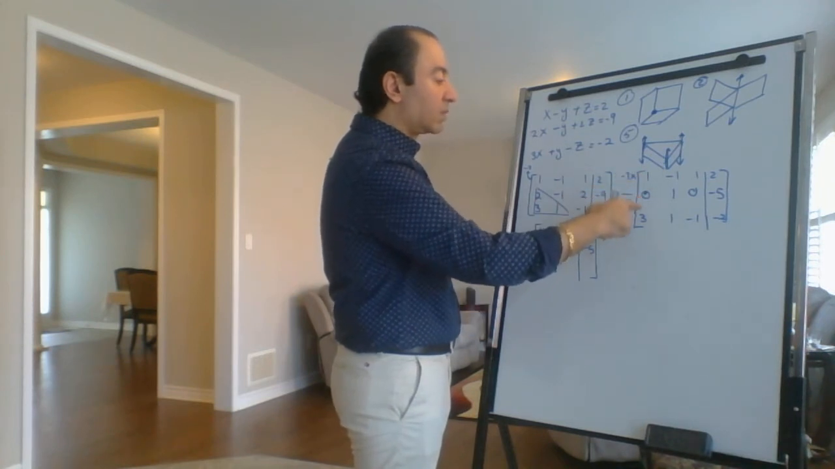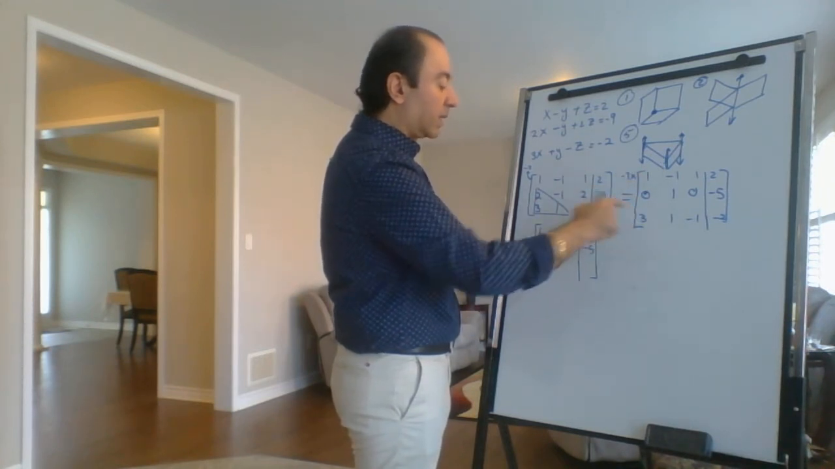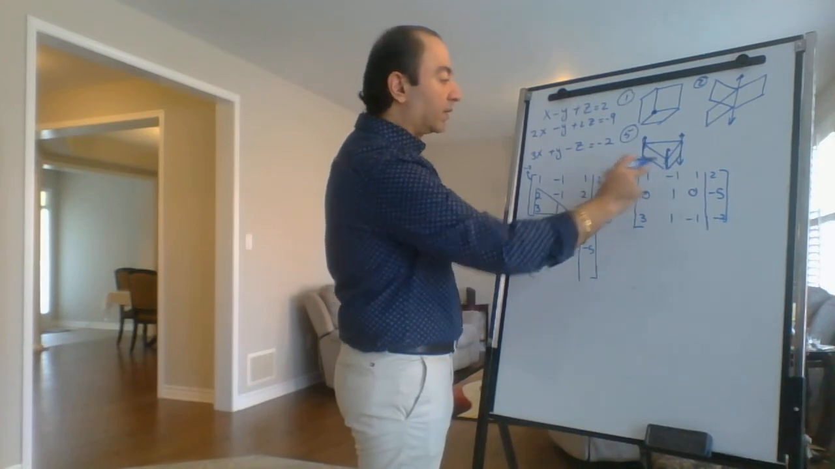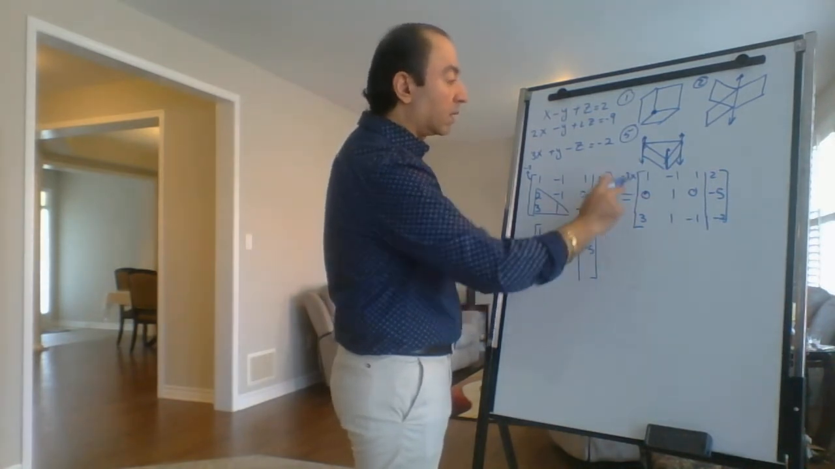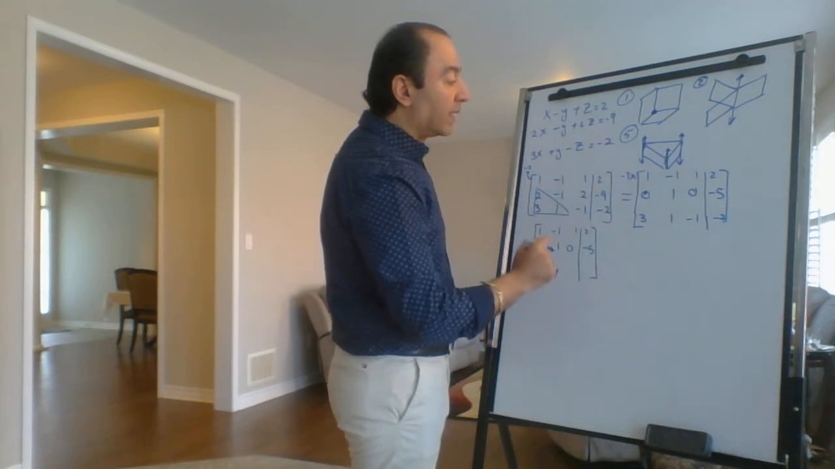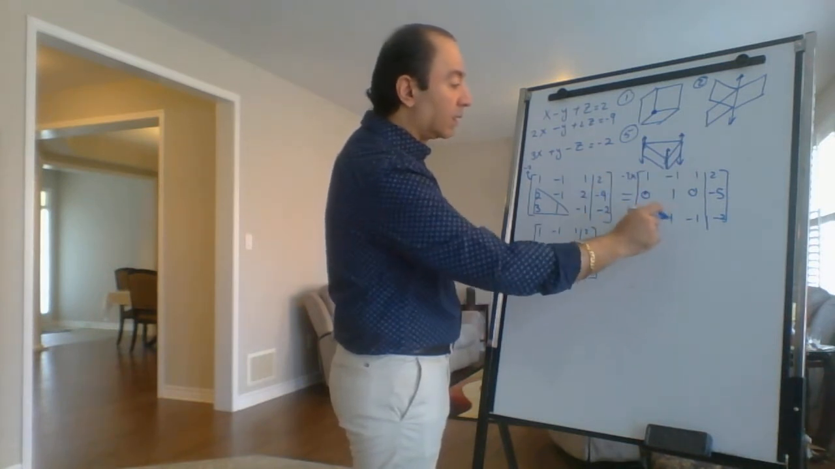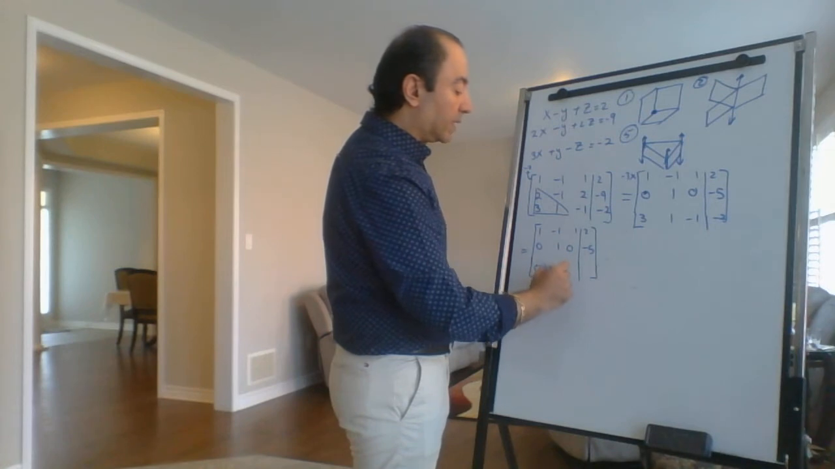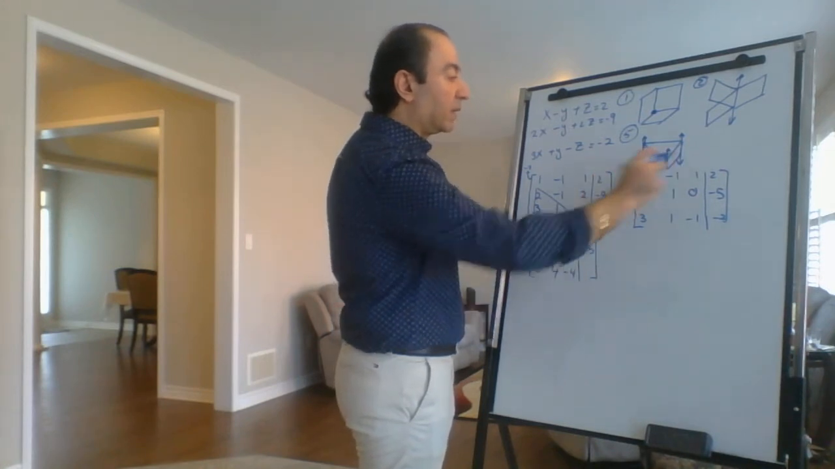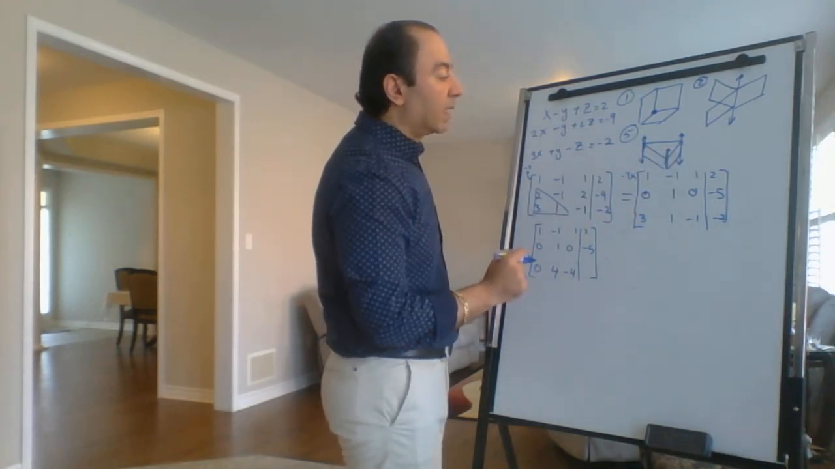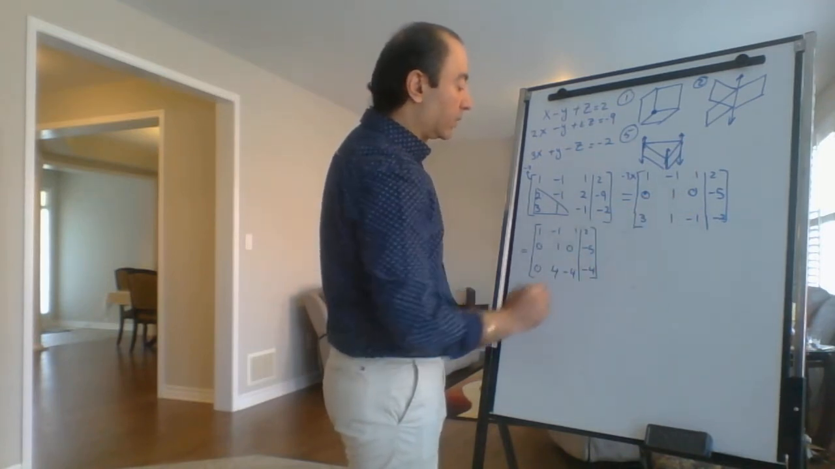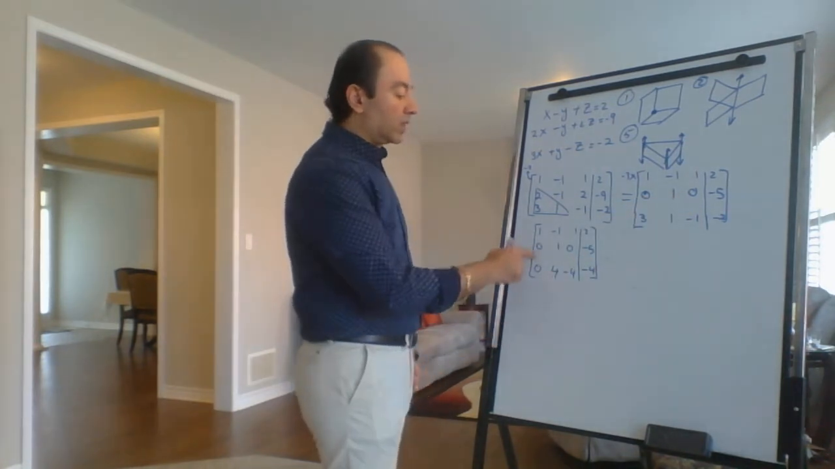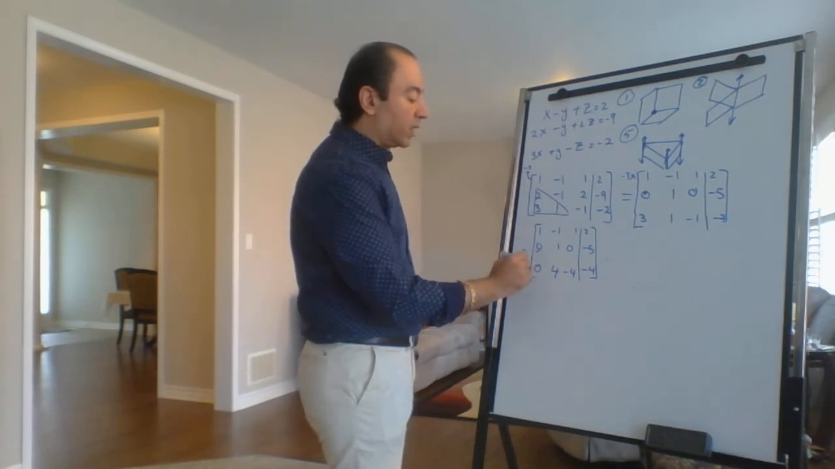So negative 3 times 1 is negative 3 plus 3 is 0. Negative 3 times negative 1 is 3 plus 1 is 4. Negative 3 times 1 is negative 3 plus negative 1 is negative 4. Negative 3 times 2 is negative 6 plus negative 2 is negative 4 as well. Okay, so we succeeded to make this a 0 and this a 0.